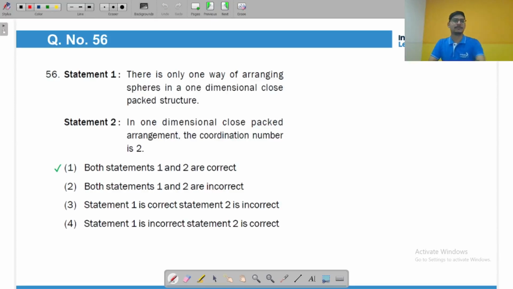Okay. There is only one way of arranging spheres in a one-dimensional close packed structure. Yes, linear arrangement. In a one-dimensional close packed structure, the coordination number is 2. Yes, because if you arrange particles along a straight line, then any particle touches two particles, one at its left and the other on the right. So both statements are correct.